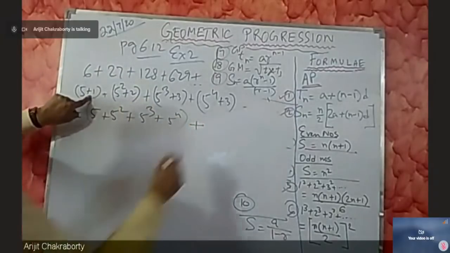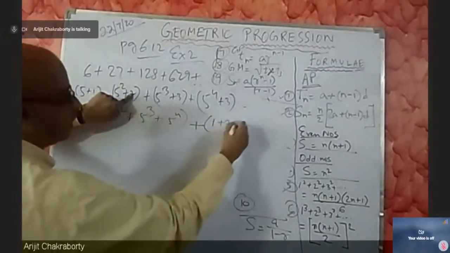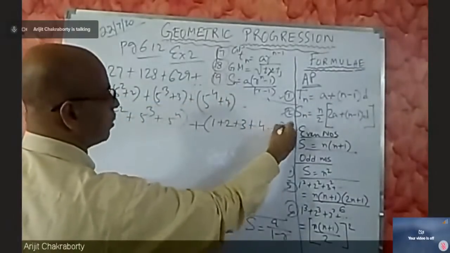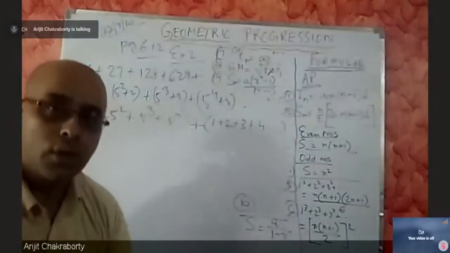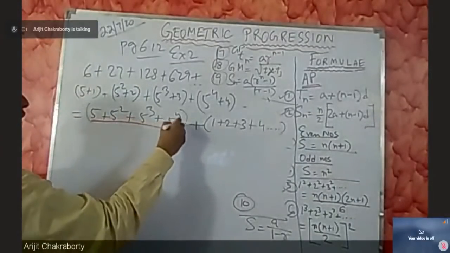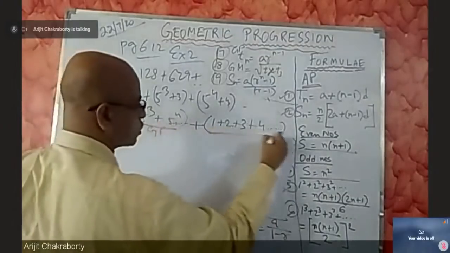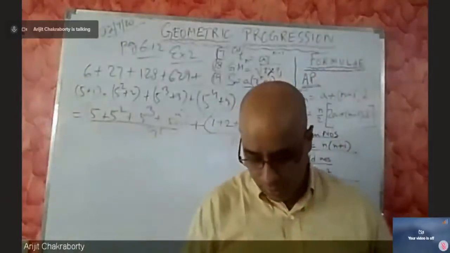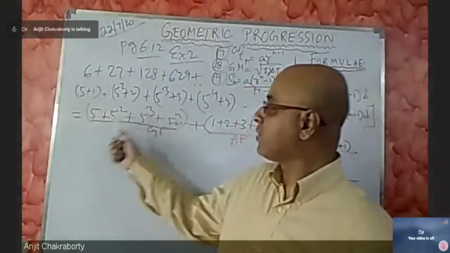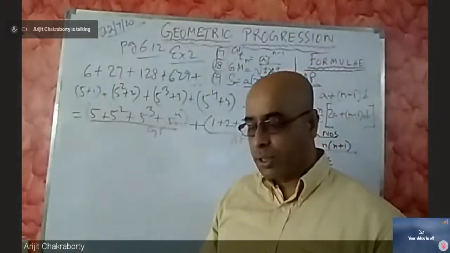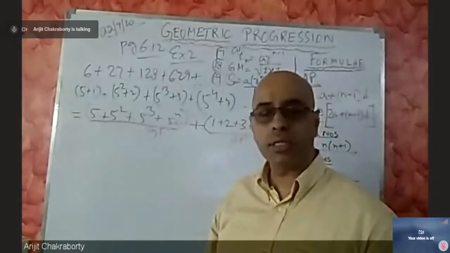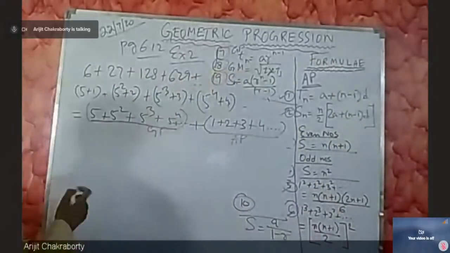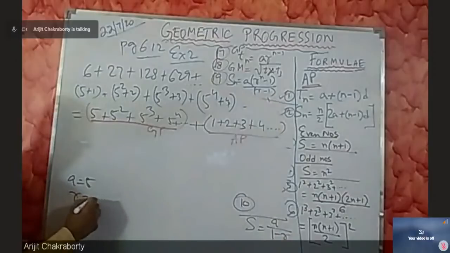Plus I take 1, plus I take 2 here, I take 3 from here, I take 4 from here and go on. So please note this portion and so on gives the GP part, and this portion is the AP. Right? I hope you are able to break it down. Now, dear friends, 5 plus 5 square plus 5 cube plus 5 to the power 4. Here the first term A is equal to 5, and R is also equal to 5.